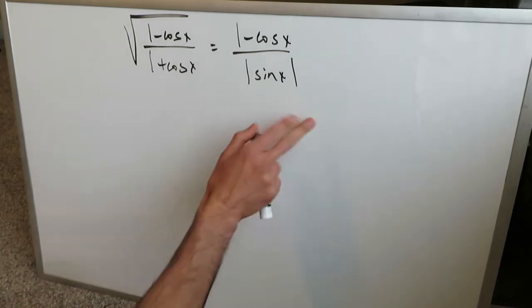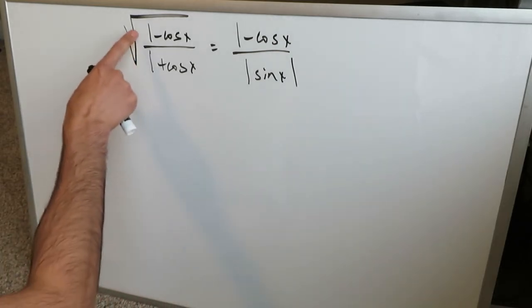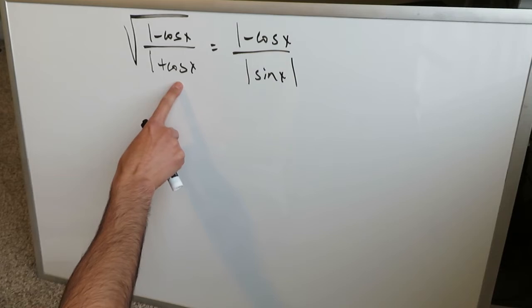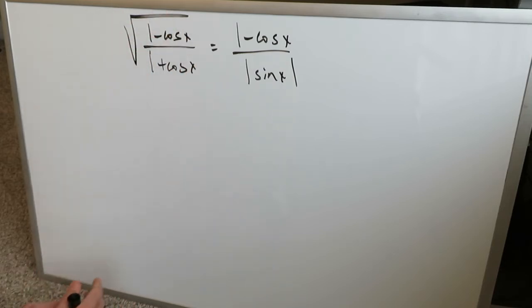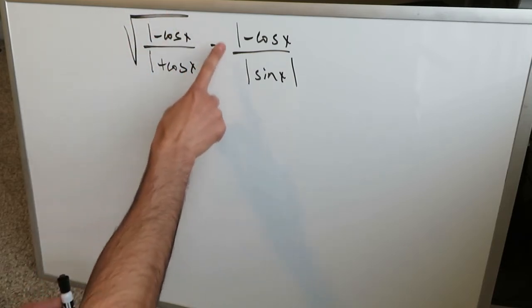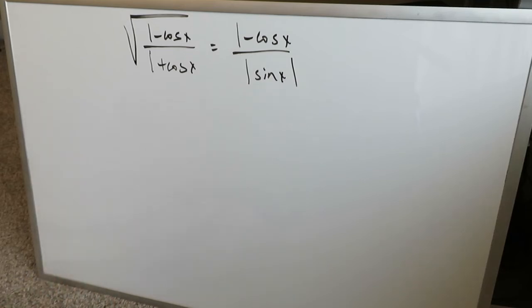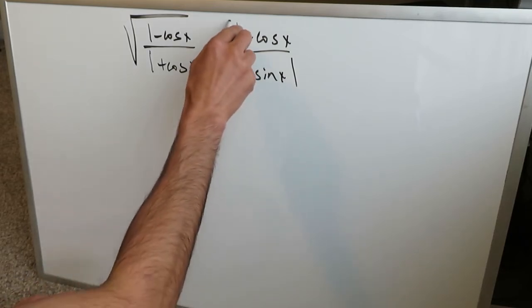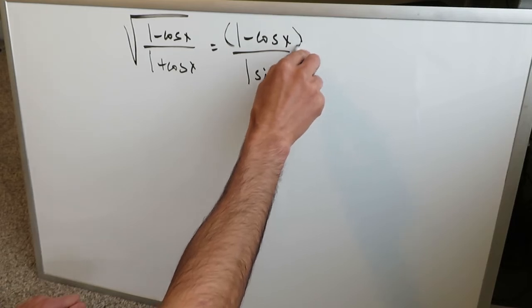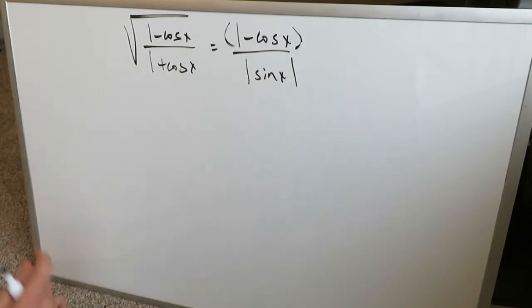Here before us is an interesting one. You have the square root of 1 minus cosine x divided by 1 plus cosine x, which when simplified using whatever procedures should equal this 1 minus cosine x divided by the absolute value of sine x. And this 1 minus cosine x would be in parentheses. The sine x is in an absolute value.